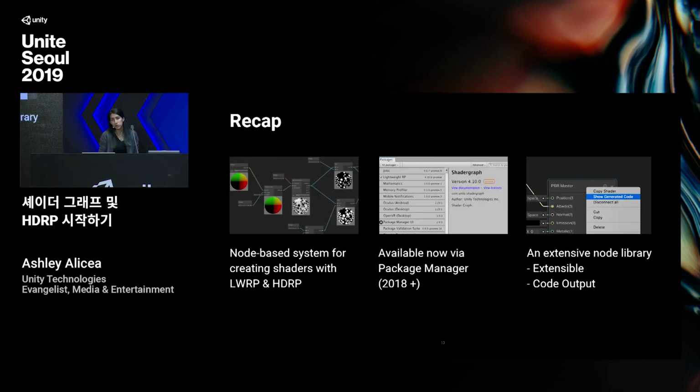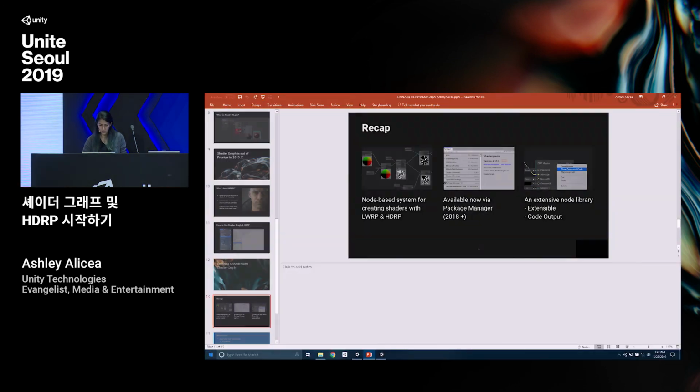So to recap, shader graph is a node-based system for creating shaders for the lightweight render pipeline and the HD render pipeline in Unity. It's available now through the package manager in Unity 2018 and above. It has an extensive node library that is extensible, and you get your code output. Actually, you know what? I do want to show you guys that so you can see what I'm talking about, because it's pretty cool.